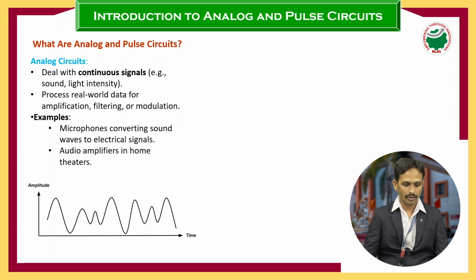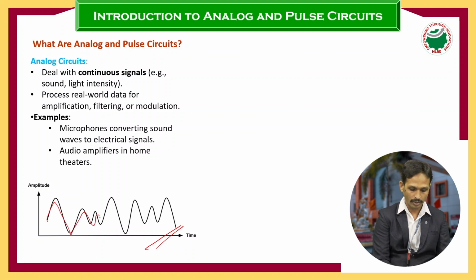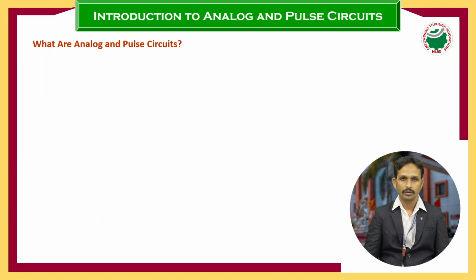First, analog circuits deal with continuous signals, like amplitude with respect to time. One signal is continuously changing, and the circuit deals with it continuously. So now, what are analog circuits and pulse circuits?